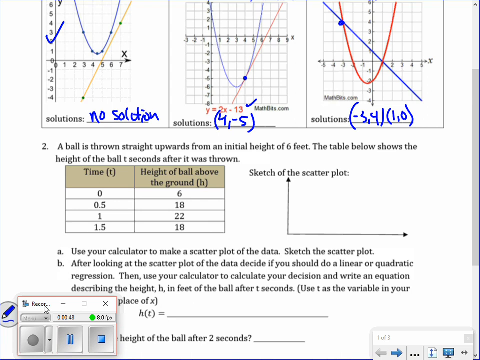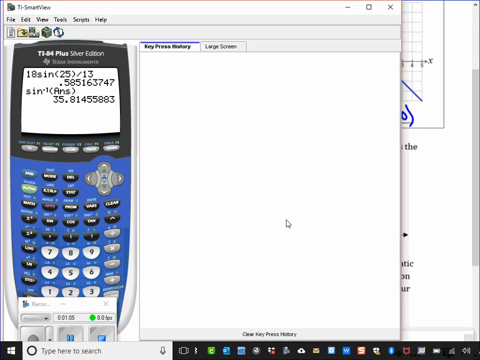So in this problem, you have a ball thrown up from an initial height of 6 feet. So you're starting this at 6 feet, and then you have these other data points. I'm going to put these in on the calculator. I'm going to show you this one all the way through, and then the rest of them I will go a little faster and pause the video.